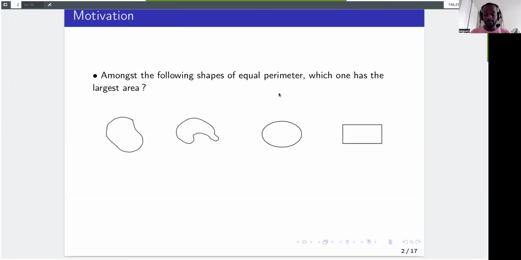So we have the following shapes with equal perimeters. These four shapes have equal perimeters. The question we ask: which one has the largest area? Okay, we move on.